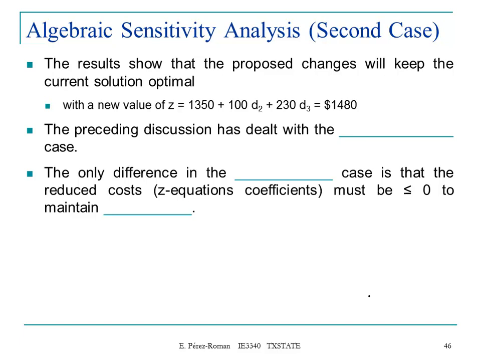So remember the original solution was 1,350. Now you changed your revenues for those products and you're making more money with the same number of hours that you have originally and the same production schedule that you planned. The preceding discussion has dealt with the maximization case. The only difference in the minimization case is that the reduced cost, Z equation's coefficients must be less than or equal to zero to maintain optimality.